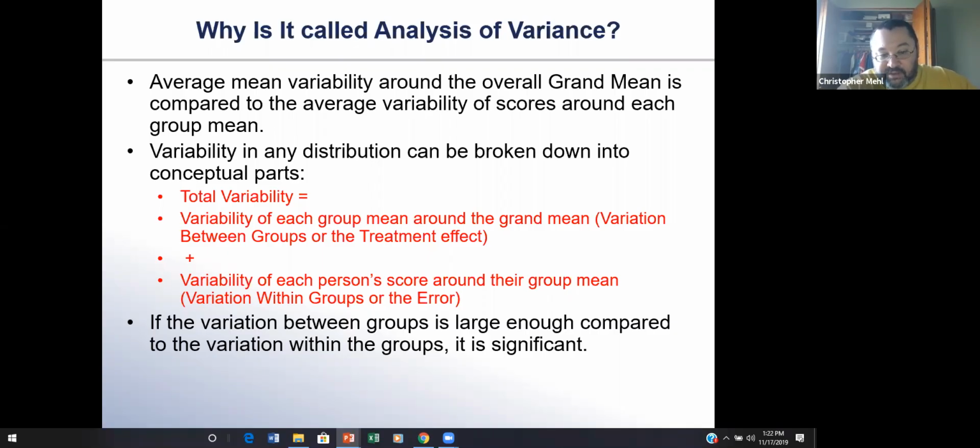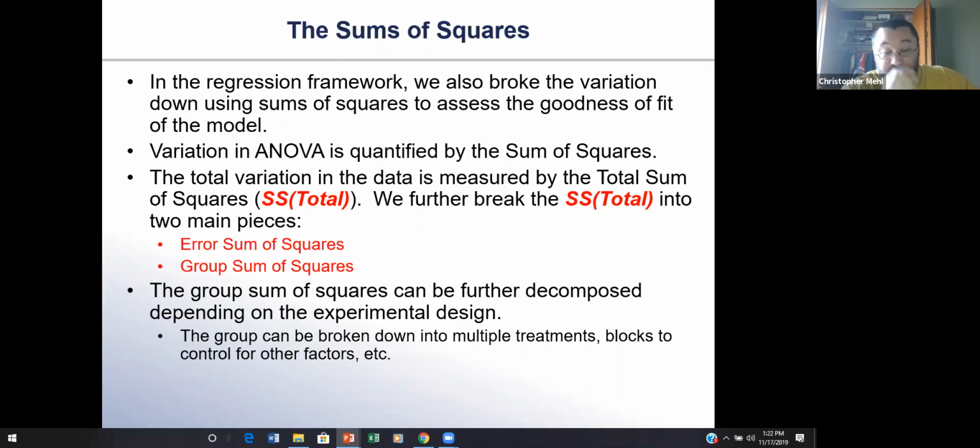For analysis of variance, the basic rule of thumb, the key, is if the variation between groups is big enough compared to variation within the groups, then that variation is significant. The tool that we use to look at this, similar to the regression framework, is sums of squares. So we're breaking variation down using sums of squares, just like we did with regression.